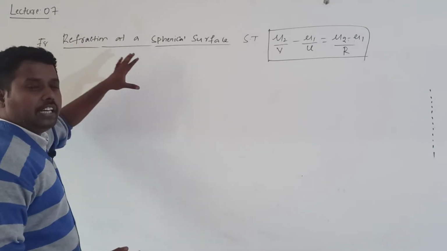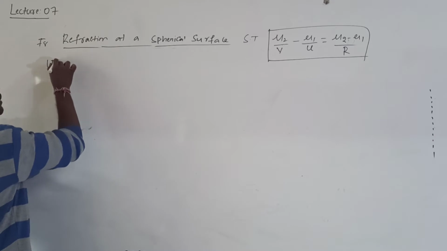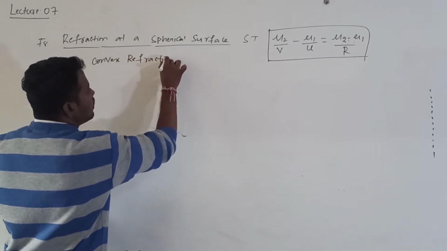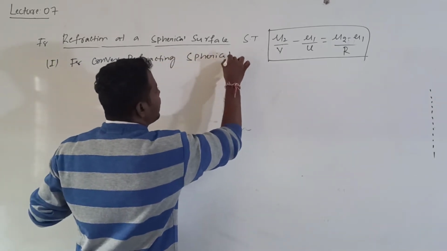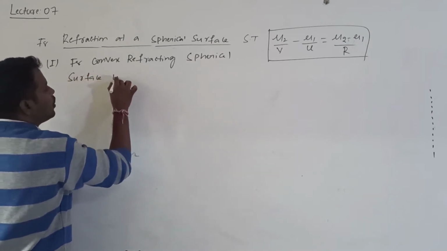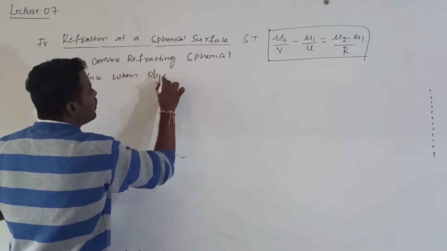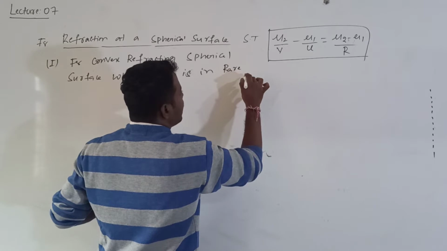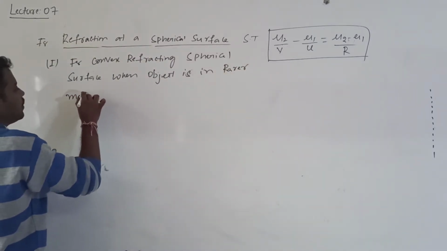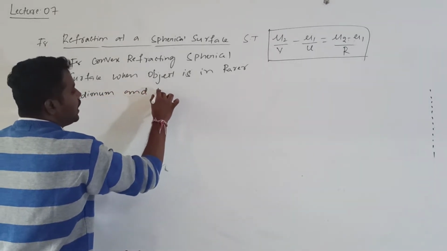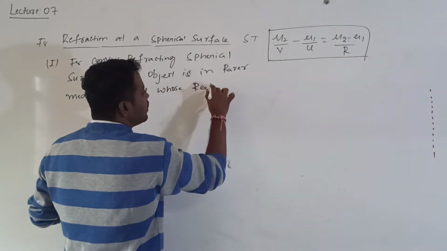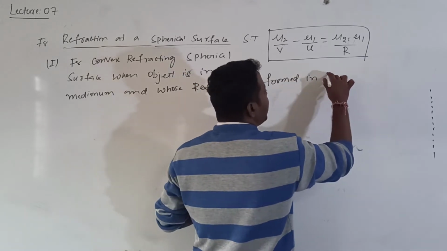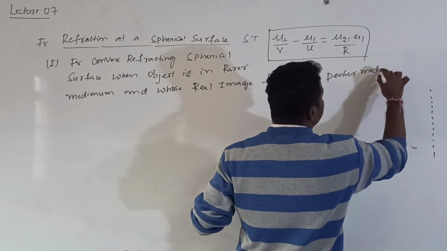This relation we can derive in different cases. So any one case I am considering, I will derive this case for convex refracting spherical surface, when object is in rarer medium and whose real image formed in denser medium. See this, Ram.